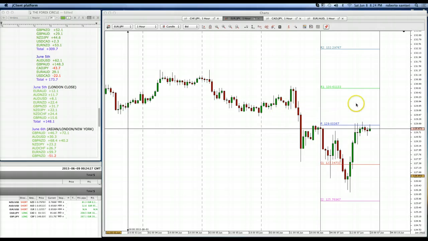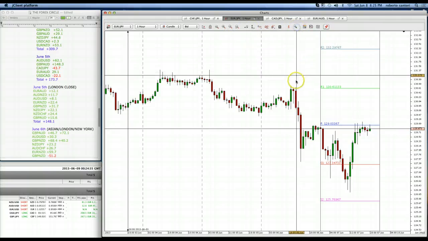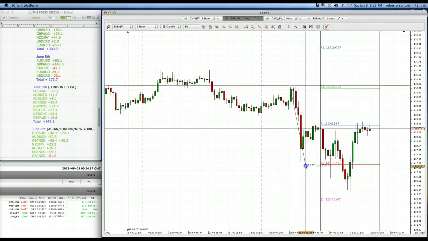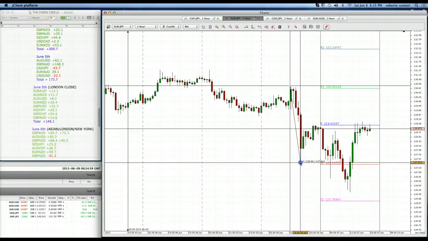And here's a great example. This is Friday, so that doesn't count because it was non-farm payroll. Thursday, here the market started, New York session, it sold off. So what do we do? The first thing is calculate the number of pips. Very important. Number of pips, 233 pips.